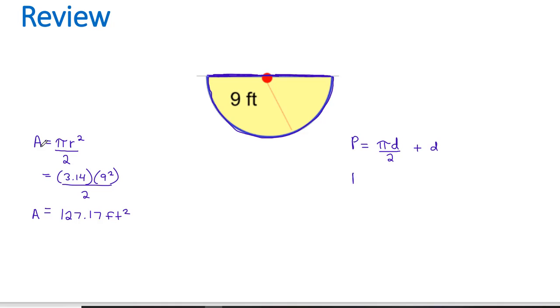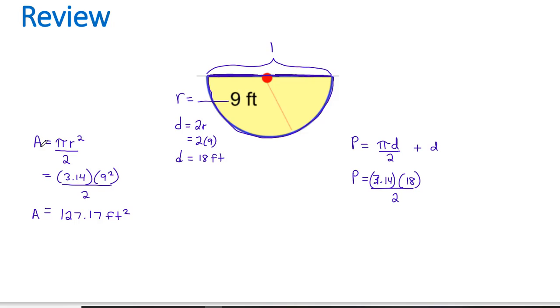So we're going to take pi, 3.14, times the diameter. Now remember, they gave us the radius of 9 feet. So the diameter is 2 times the radius, so 2 times 9. So the diameter is 18 feet. So we need to multiply by 18 and then divide that by 2. And because the diameter, this full distance here, is 18, we're going to add that on as well. So we'll do that at the end.